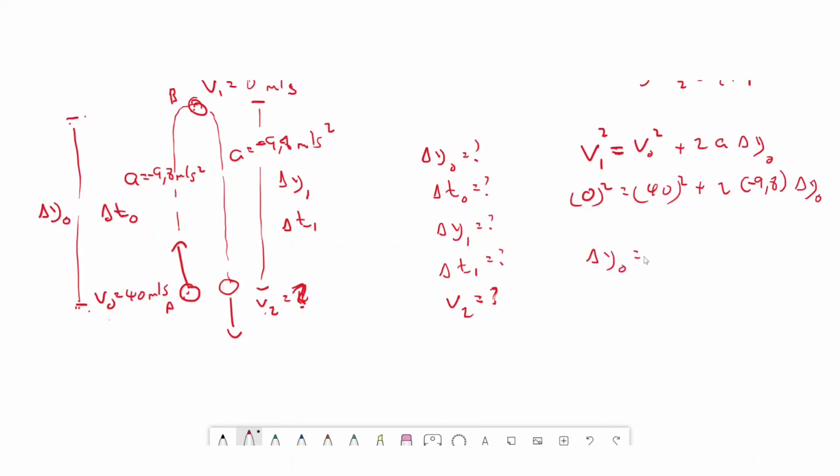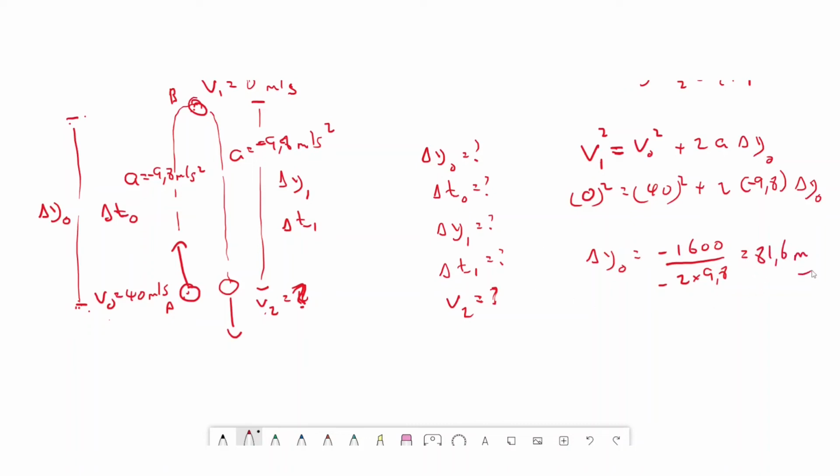So delta y0 is going to be equal to minus 40 squared, you take it this side. Is it 1600? Okay, let's see. 40 squared, yes, it's 1600. All right. So basically, this is going to be minus 1600. Now, I'm taking it that you already know how to do the math. Divided by minus 2 times 9.8, which is going to be equal to 1600 over 2 times 9.8. This is going to be 81.6 meters.